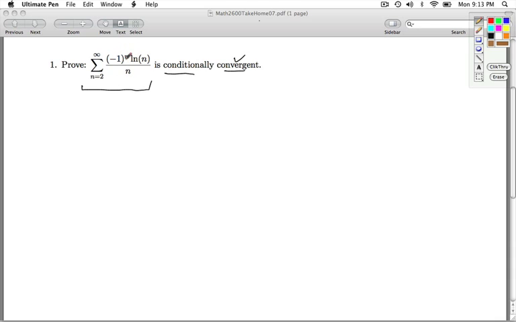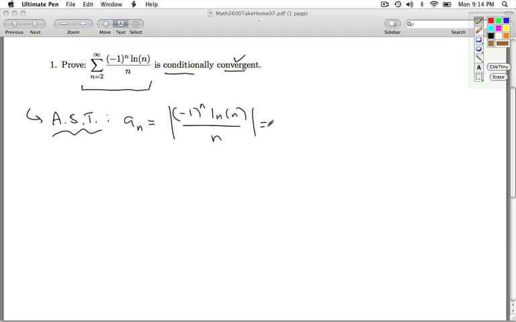As we substitute in values for n, the (-1)^n is going to alternate between positive and negative 1. So this looks like a prime candidate for the alternating series test. For the alternating series test, we look at the absolute value of the given terms. We call those a sub n. So a sub n is going to be the absolute value of (-1)^n ln n over n. Since n is bigger than or equal to 2, the only thing that's going to be negative in this is that (-1)^n. So this simplifies to ln n over n.